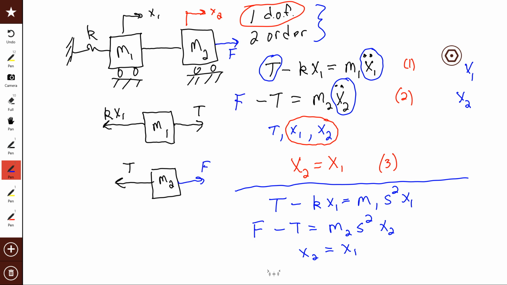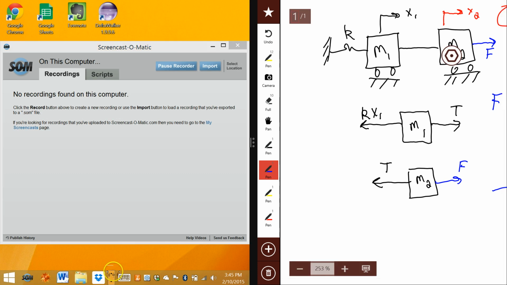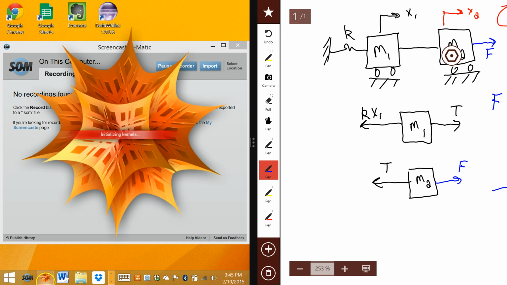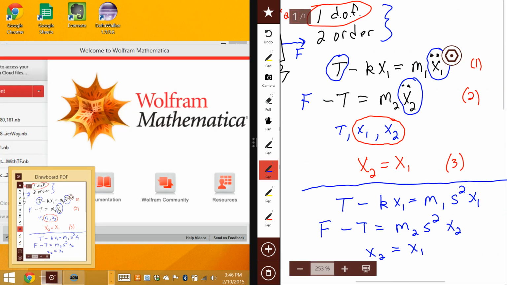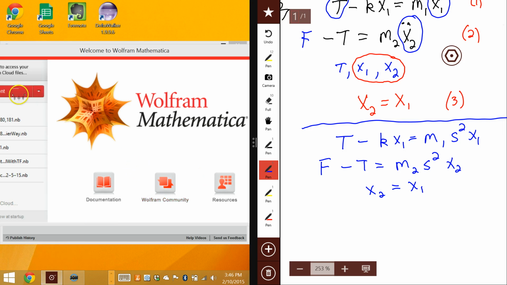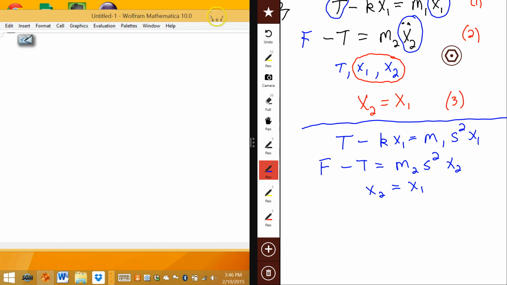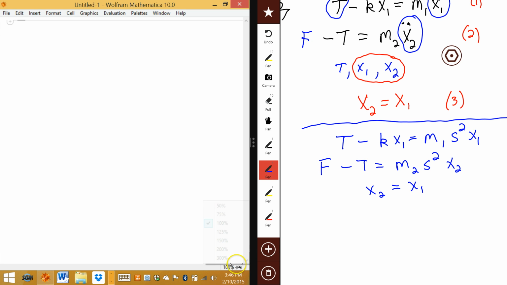Okay, so what I'm going to do now is try and solve these equations. And to do that, I'm going to use Mathematica. So let me scroll over here, pull up my Mathematica. Here we go. And I'm going to scroll over and get my equations where I can see them, and create a new file. We'll enlarge it.